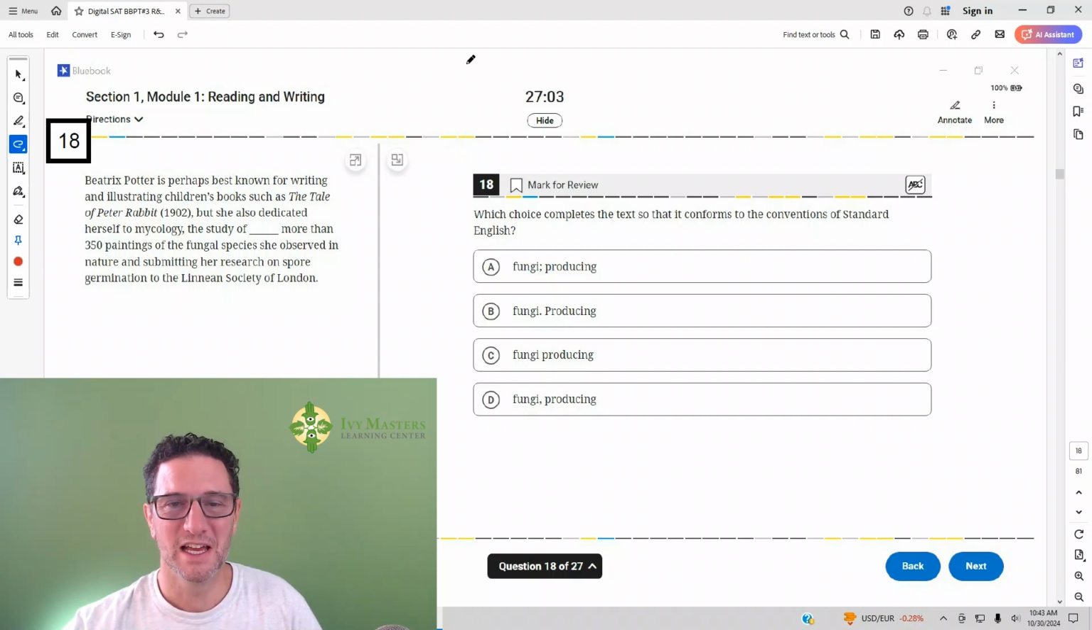Today we're going to look at the 18th question from Digital SAT Test 3, Module 1. Number 18 reads, which choice completes the text so that it conforms to the conventions of standard English? When that's the question, you always want to look at the answer choices first. You want to ask yourself certain questions based on what the answer choices say.